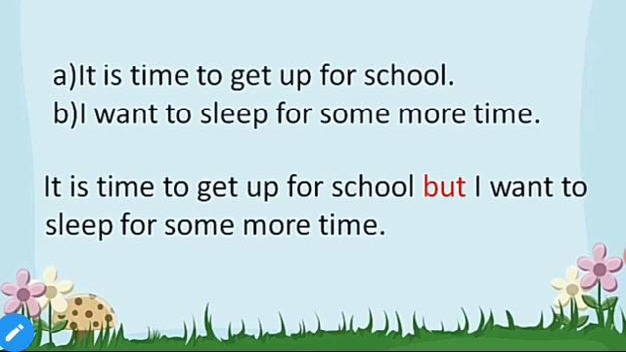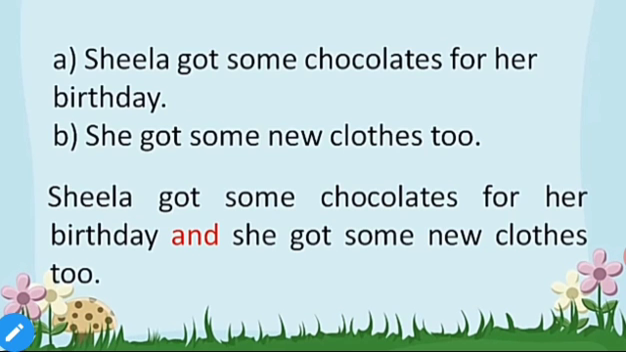It is time to get up for school. I want to sleep for some more time. So we want to join these two sentences, which means we want to write a conjunction word. Let's see: It is time to get up for school, but I want to sleep for some more time. Here these two sentences are joined with the conjunction word but. And then next, Sheila got some chocolates for her birthday. She got some new clothes too. Joining the two sentences: Sheila got some chocolates for her birthday and she got some new clothes too.